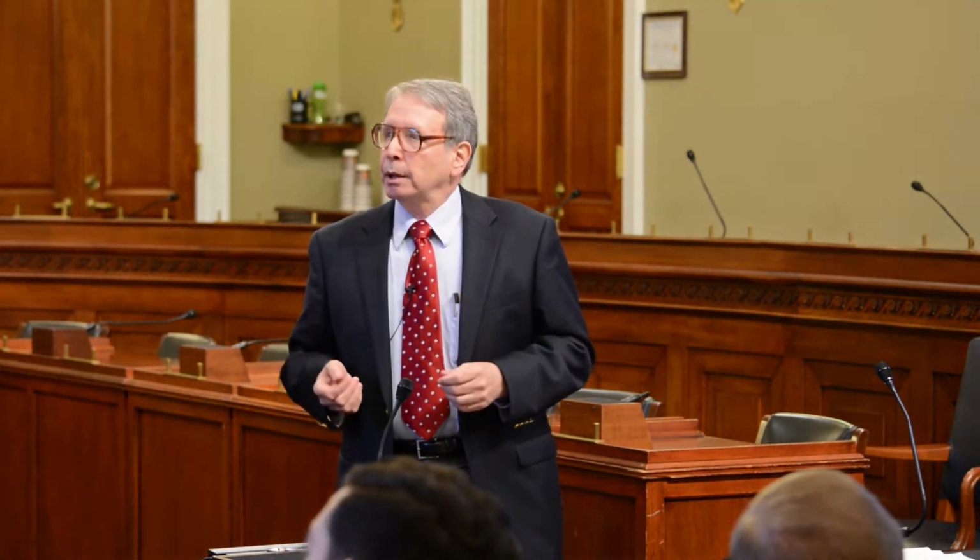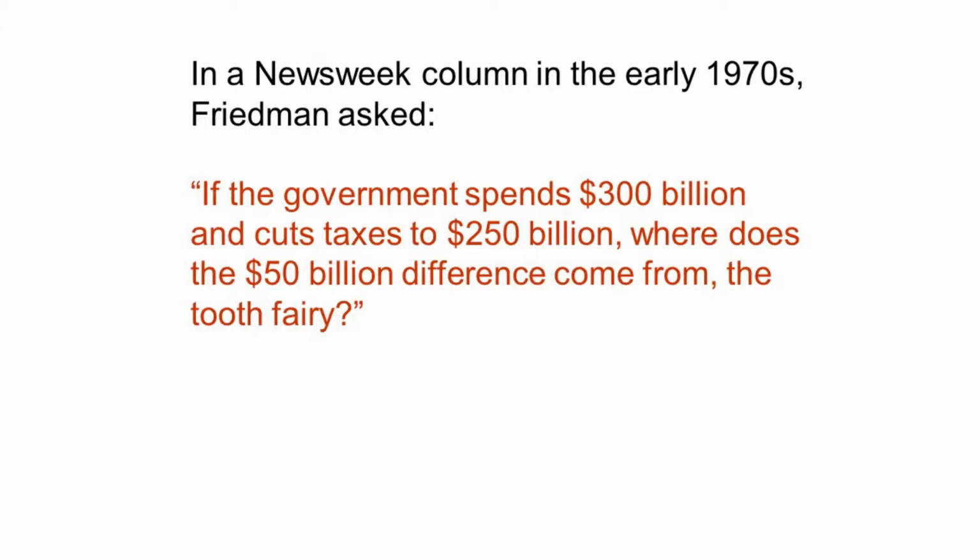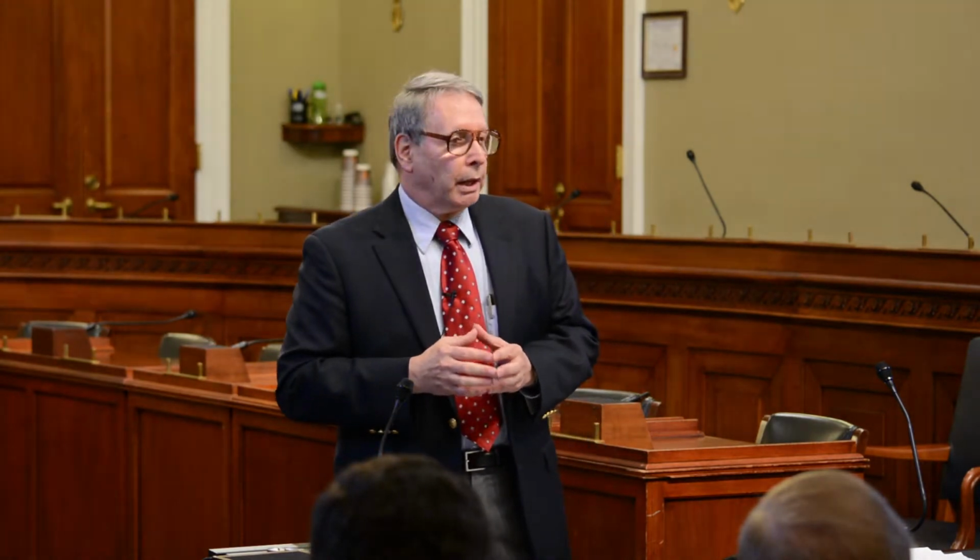This was a pretty famous article. Friedman and Samuelson, Samuelson being a Keynesian, Friedman being a monetarist, had dueling columns in Newsweek during the early 1970s. It actually helped them sell magazines. The economists were actually on the cover of magazines. Friedman was on the cover of Time. Friedman asked, you can see how long ago it must have been, if the government spends $300 billion and cuts taxes to $250 billion, where does the $50 billion difference come from? The tooth fairy? I showed this slide to some visitors from Germany, and the translator choked on it because they don't have the tooth fairy in Germany. And I said, well, try Santa Claus. And she tried that, and everybody laughed. So anyway.